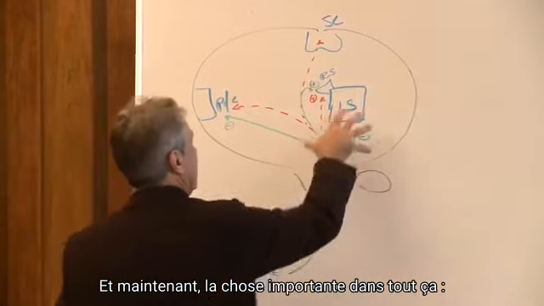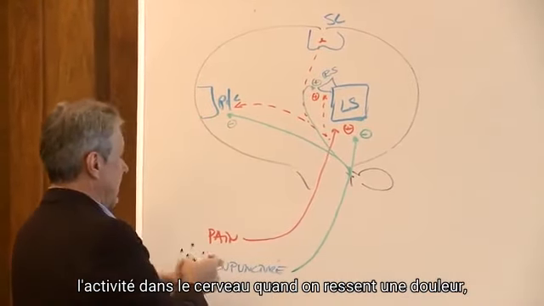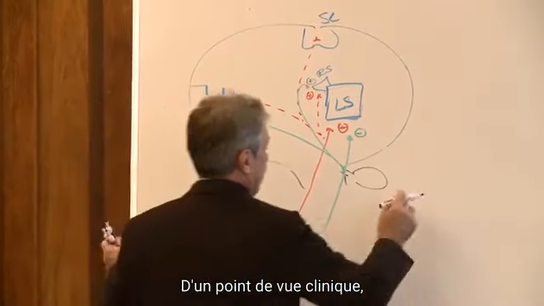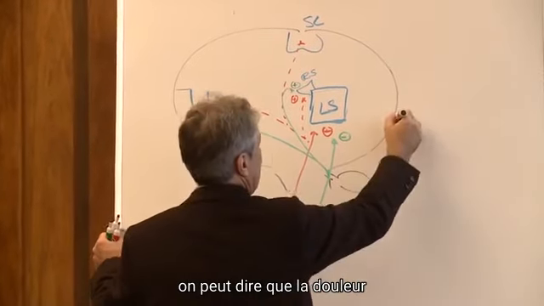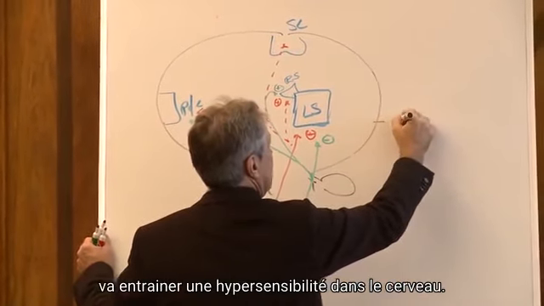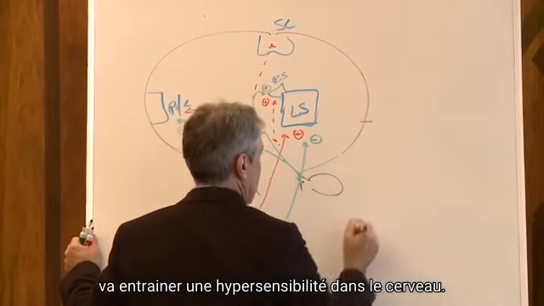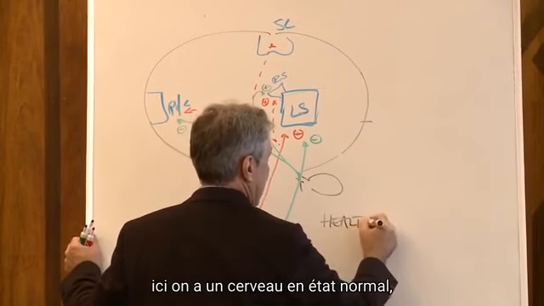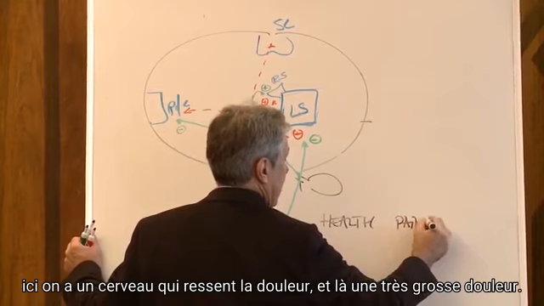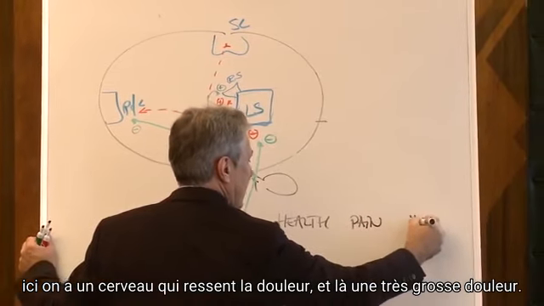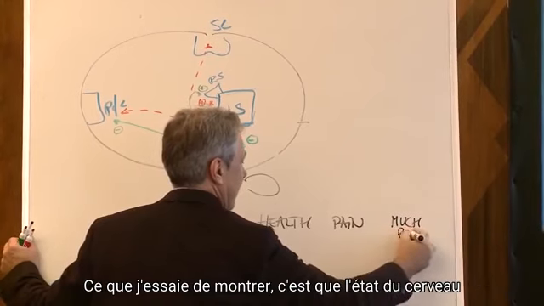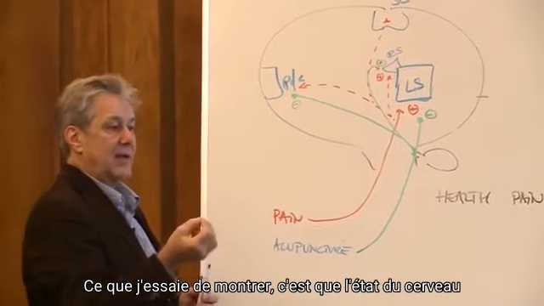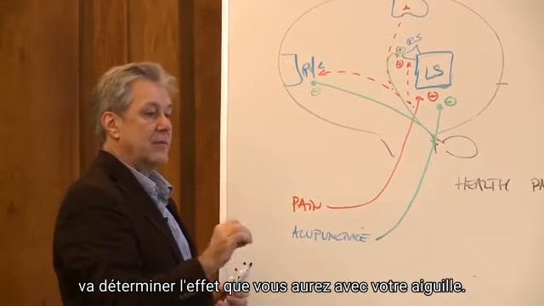Now, the important thing is that the activity in the brain when we have pain or when we have illness is going to be different. So from a clinical perspective, we can say that pain may induce a central sensitization. What I'm trying to show now is that here we have a brain in health, here we have a brain in pain, and here we have a brain in very much pain. And the state of the brain is going to determine the effects that you have with your needling.